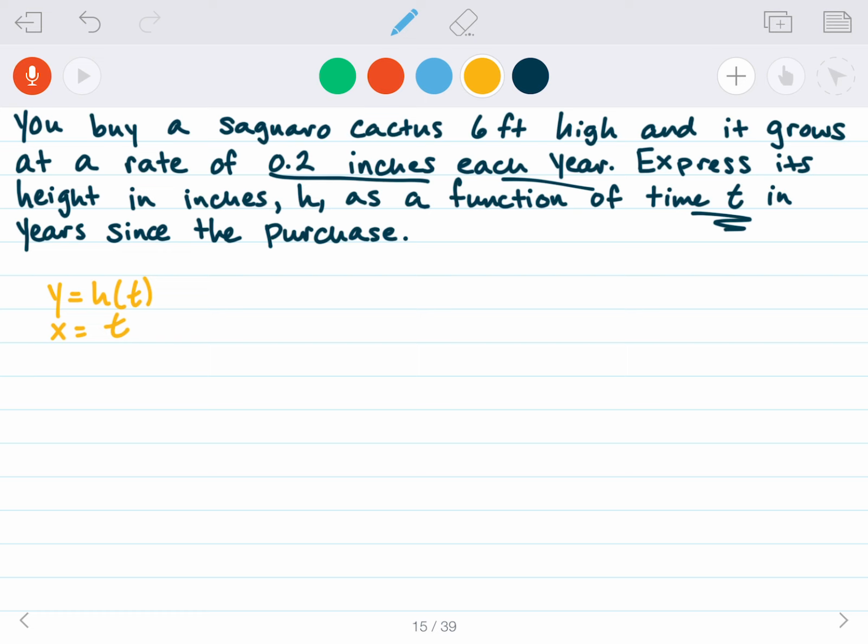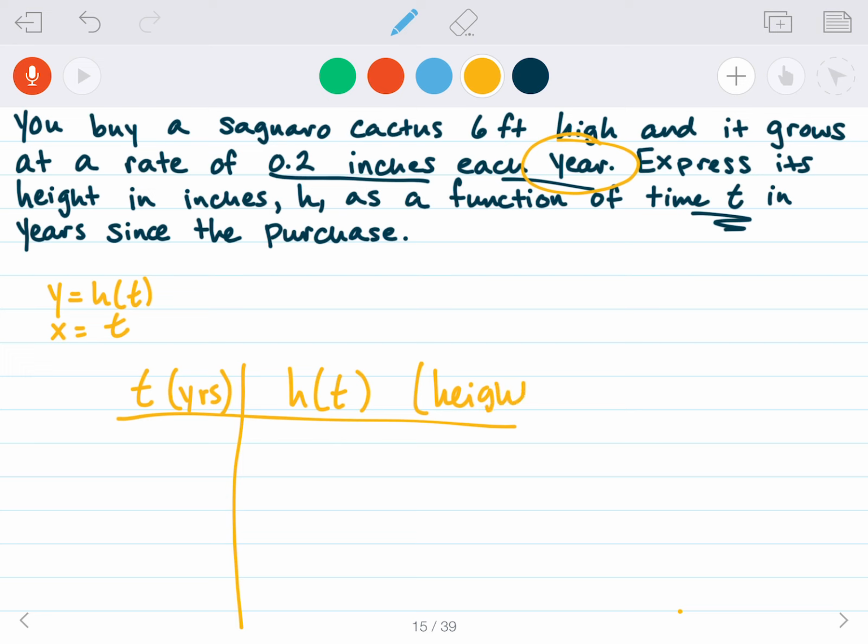So let's go ahead and just sketch out a t chart here. So our independent variable is t, and this is going to be in years. Remember that our independent is always time, if time is a variable. Then we have h of t, which is our output, and this is going to be our height of the saguaro cactus. So when we buy it, that's year 0, right? It's 6 feet high when we buy it. So at year 0, it's 6 feet. Okay, and this is in feet. All right, so our units for our slope, we know are going to be feet per year.